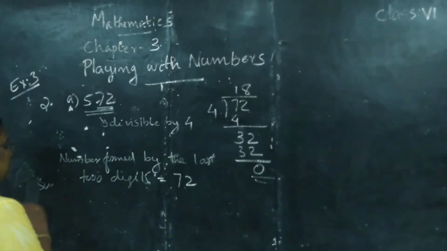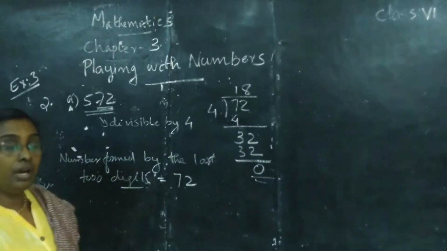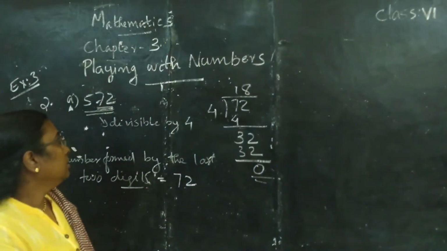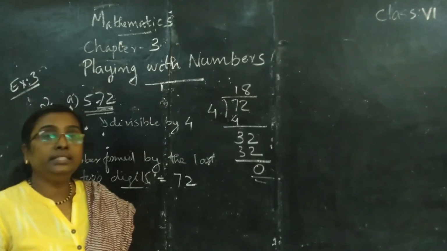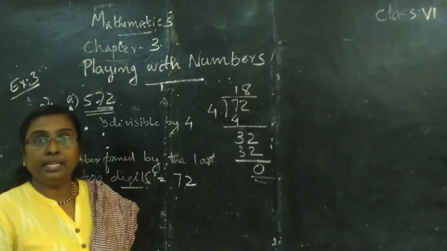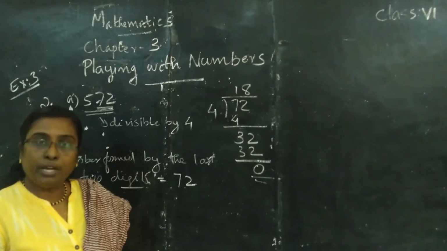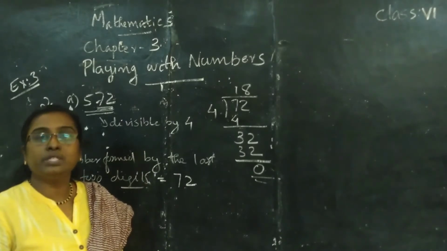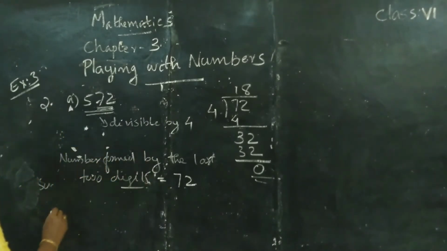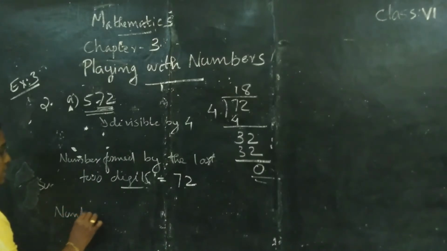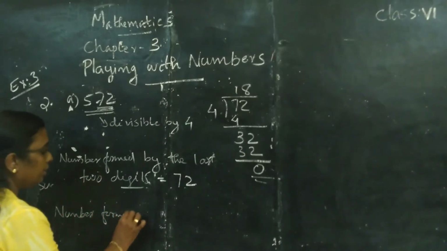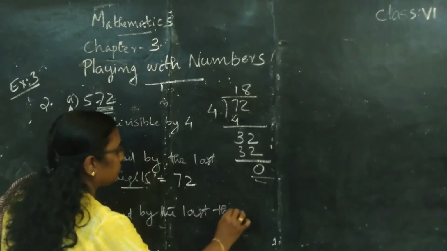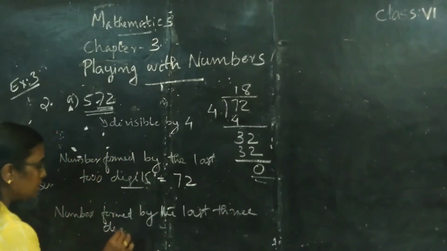Then, to check whether this is divisible by 8. How can we check whether the given number is divisible by 8 or not? The number formed by the last 3 digits is divisible by 8, isn't it? If it is divisible by 8, the given number is divisible by 8. So, we take the number formed by the last 3 digits.